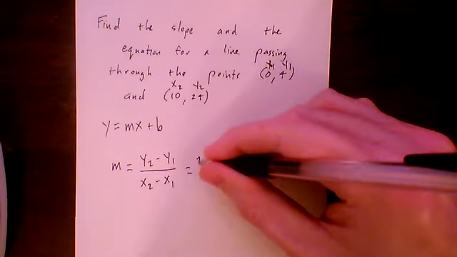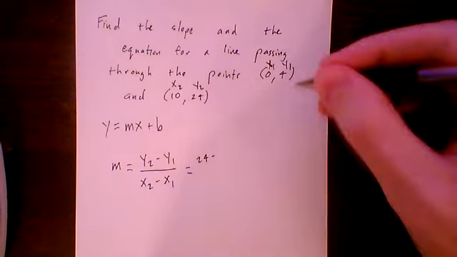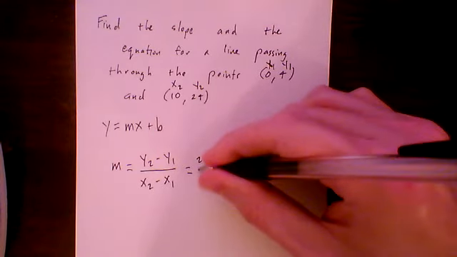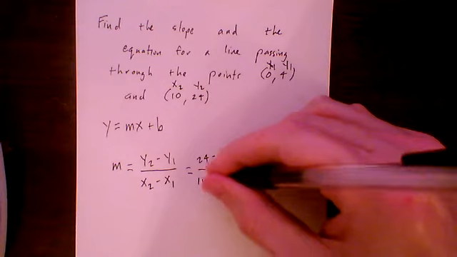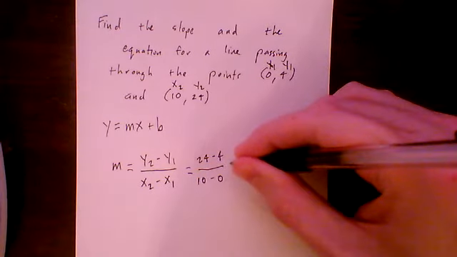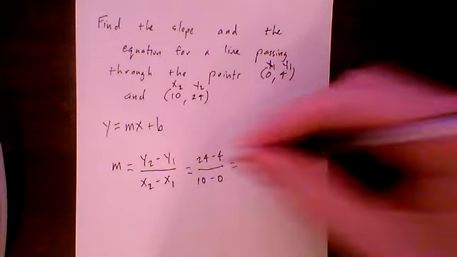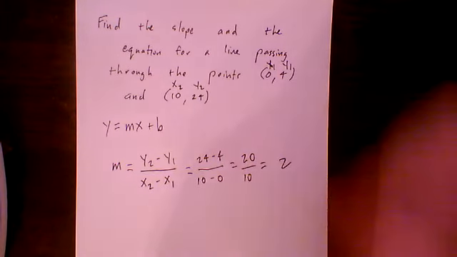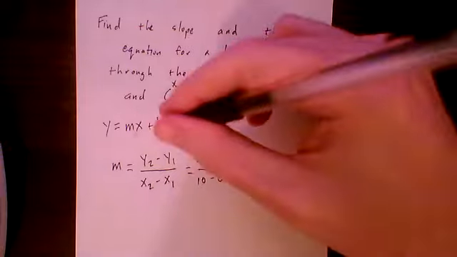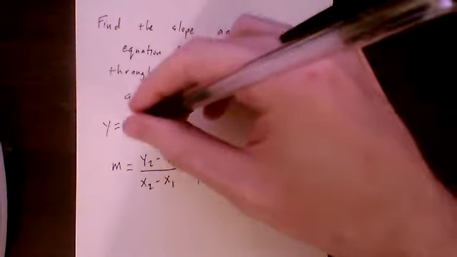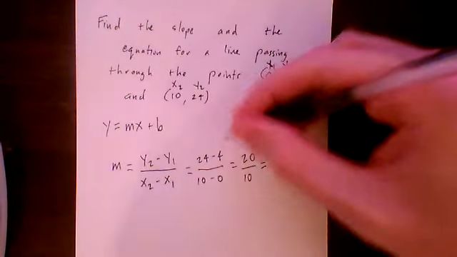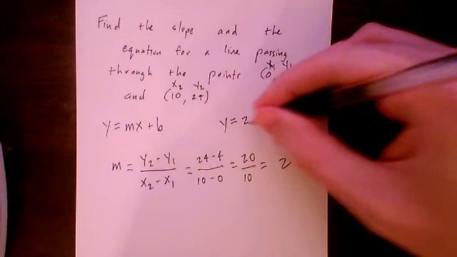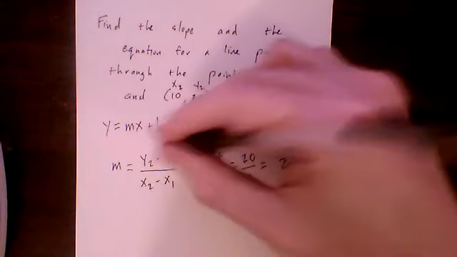Okay, so I'll set this up. y2 is 24 minus y1 is 4 over x2 is 10, x1 is 0, and then we'll just work it out. So 24 minus 4 on the top gives me 20, 10 minus 0 gives me 10. Divide that out, and our slope is 2. And we're really halfway there. We're just trying to fill in the m and the b in this equation, and I've already got that the m is 2. Okay, so now I just need to fill in the b.